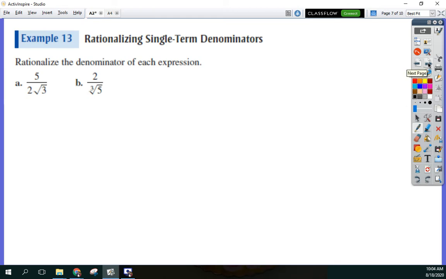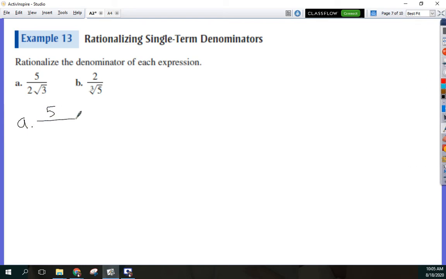All right, so next up, we are going to be rationalizing. So hopefully we recall that roots are irrational numbers. And if we want to rationalize the denominator, basically that means that we want to take an irrational number and get it out of the denominator, or make it rational. So in our first example, we have 5 divided by 2 times the square root of 3.